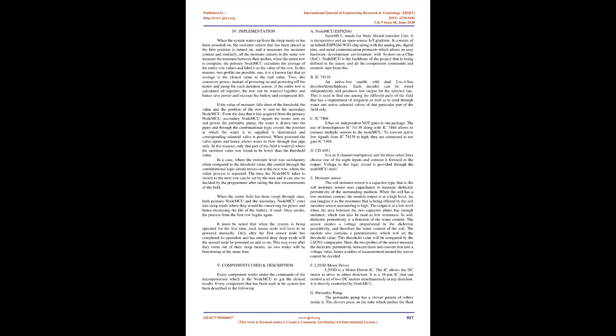In this manner, only that part of the field is watered where the moisture value was found to be lower than the threshold value. In a case where the moisture level was satisfactory when compared to the threshold value, the control through the combinational logic circuit moves on to the next row, where the entire process is repeated. The time the node MCU takes to switch to the next row can be set by the user, and it can also be decided by the programmer after taking the due measurements of the field.